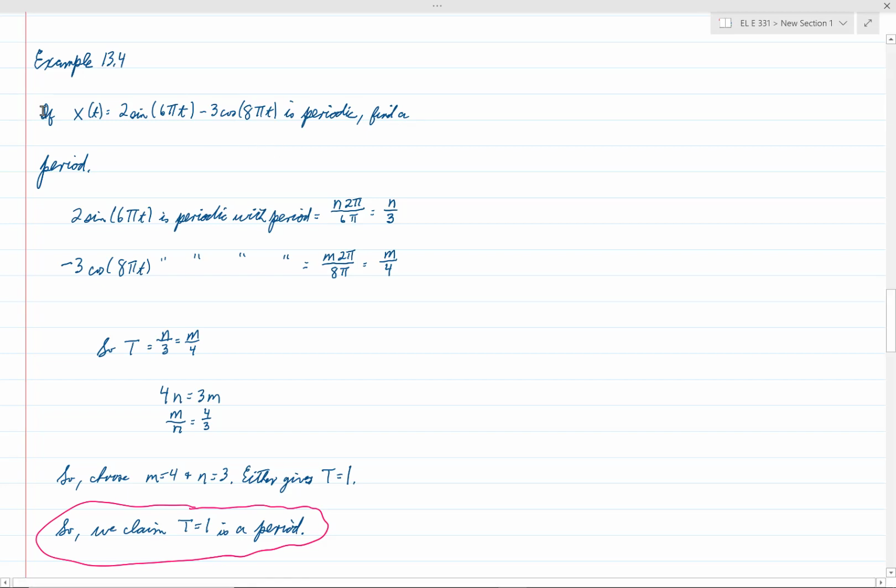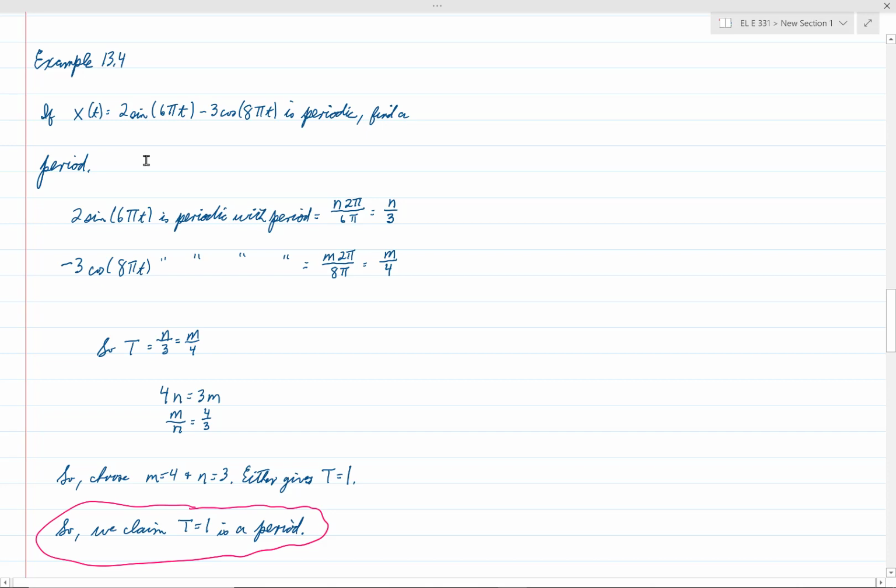Now, I'm saying if this is periodic, find a period. So I'm not even claiming initially that this is necessarily periodic. If it's not periodic, you just say not periodic. But if it is periodic, then I want you to find a period. Okay, so let's see how this would go.